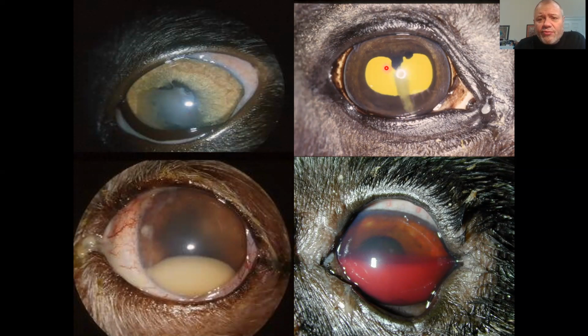But strikingly, we've got this bright yellow tapetal reflection because you've got inflammatory mediators building up in the vitreous. So this horse has got both anterior and posterior uveitis. This cat on the top left has got a big blob of fibrin going from the pupil up towards the cornea. Fibrinous uveitis is very common in all our patients.